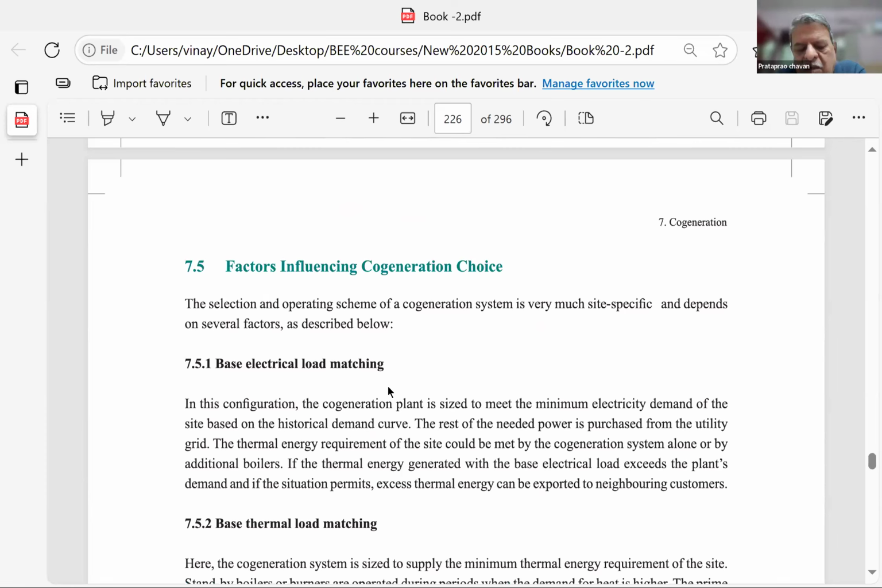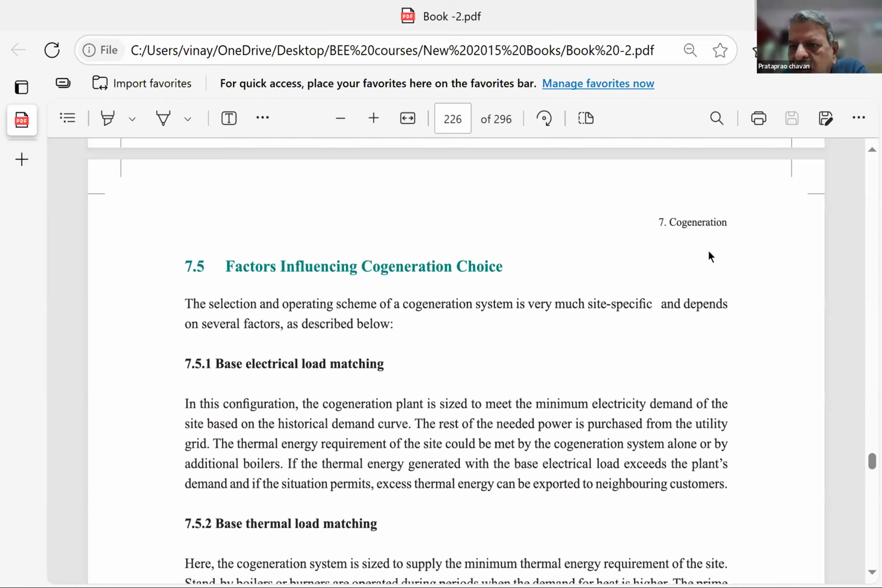Okay, now we have learned what is cogeneration, how it is done, what is the topping and bottoming cycle, right? What are the problems an energy auditor has to face when he goes to industry? If he is going to give them some advice that this process, oh, sorry.